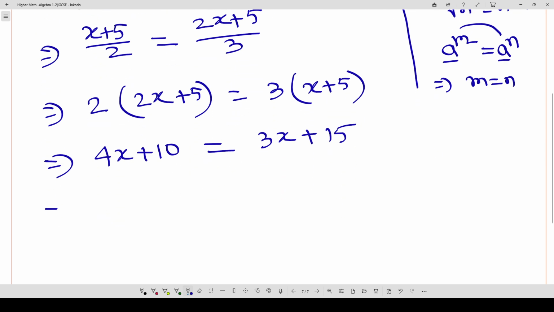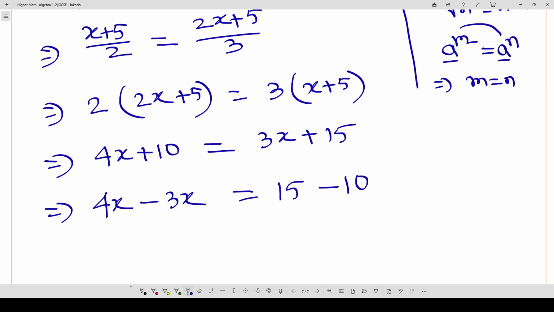Now on both sides we subtract 3x, so it will be 4x minus 3x, and we also subtract 10, so this plus 10 will be out, and here the 3x is already out because we subtracted 3x from both sides. So here is 15 minus 10, and now 4x minus 3x equals x, equals 15 minus 10, which means 5.